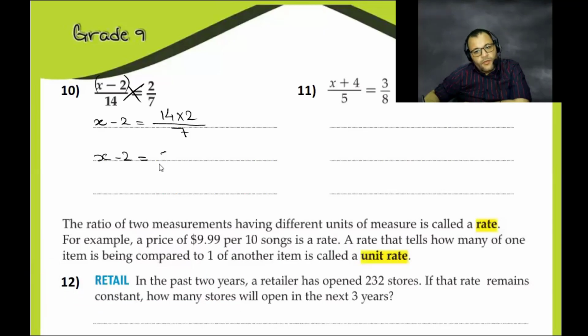28 divided by 7 equals 4. By the way, you have to know the multiplication table, because some problems in the exam, for the SAT, you will solve without using a calculator. So it equals 4.